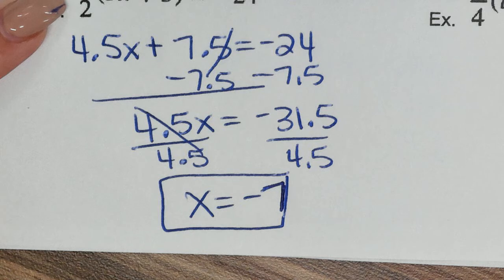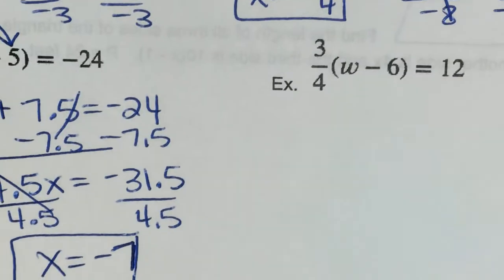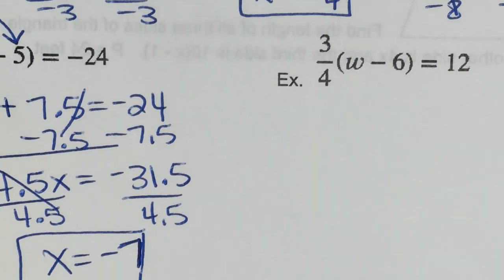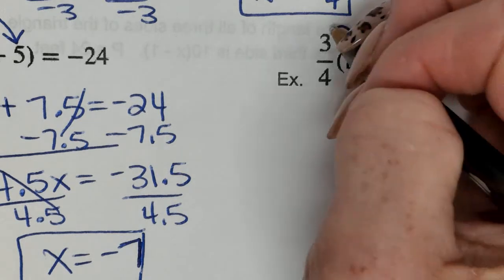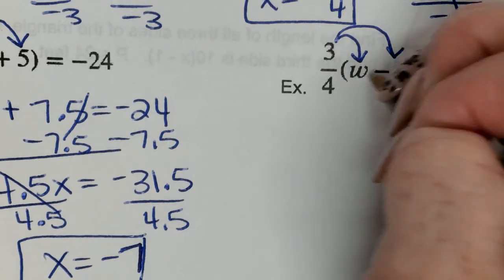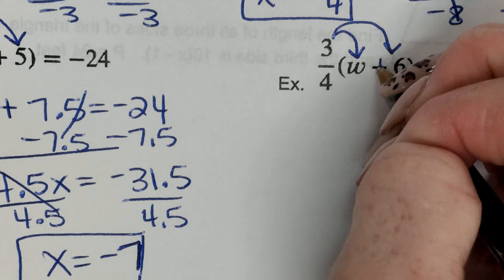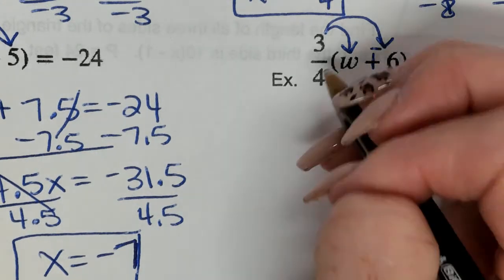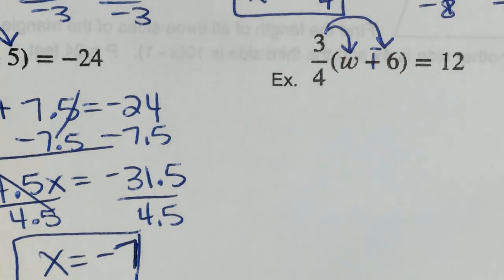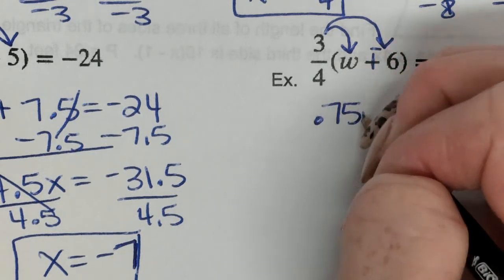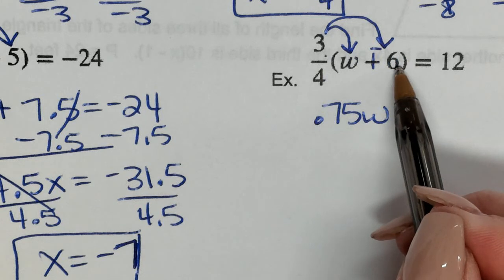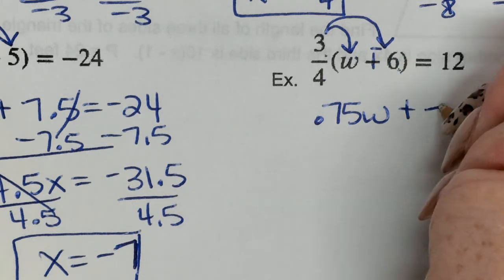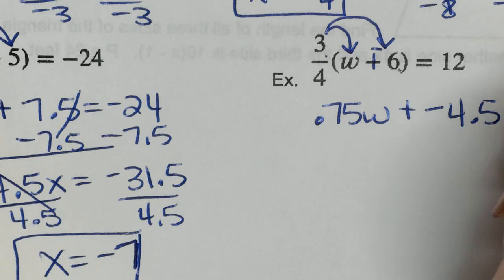All right, can I turn 3/4 into a decimal? Is it repeating? No, it's 75 cents. So if I want, I can do 75 cents times W. 75 cents times 6. Can I keep change right here? Yes, I can. All right. 3/4 times W is 75 cents W plus 75 cents times negative 6 is negative 4.5.